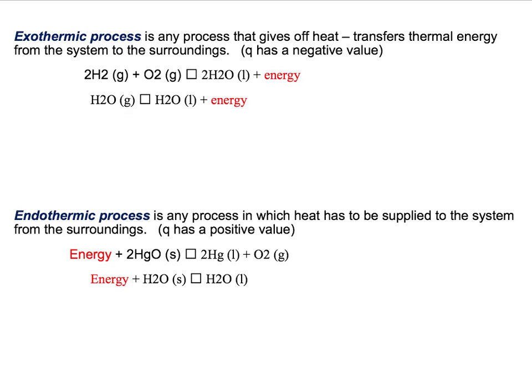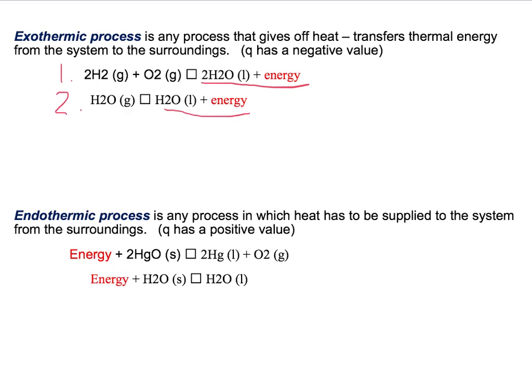So Q, which is heat, has a negative value. I've got 2 examples here. The first one, we've got 2 hydrogen gas molecules plus oxygen gas gives us 2 water molecules plus energy. So this reaction tells us that along with the product, we're giving off energy. The second example is gaseous water being converted into liquid water plus energy. So again, we're seeing the products plus energy. So these reactions are giving off energy.